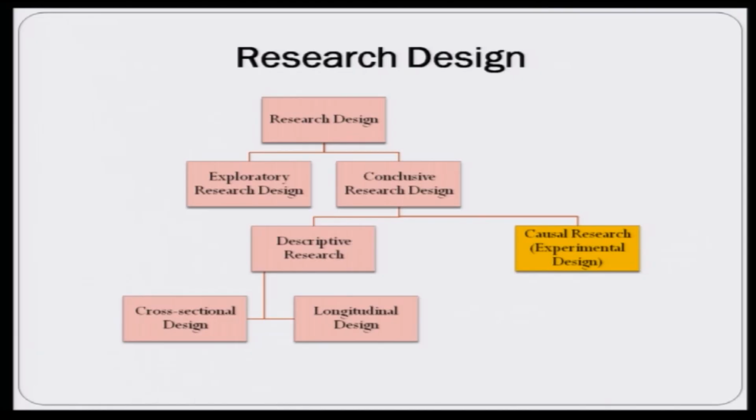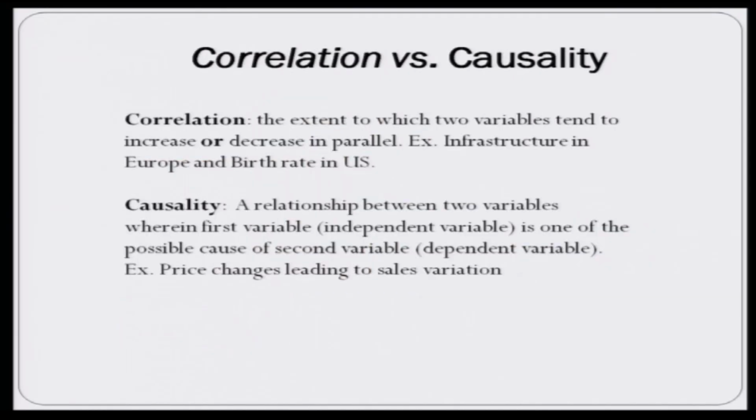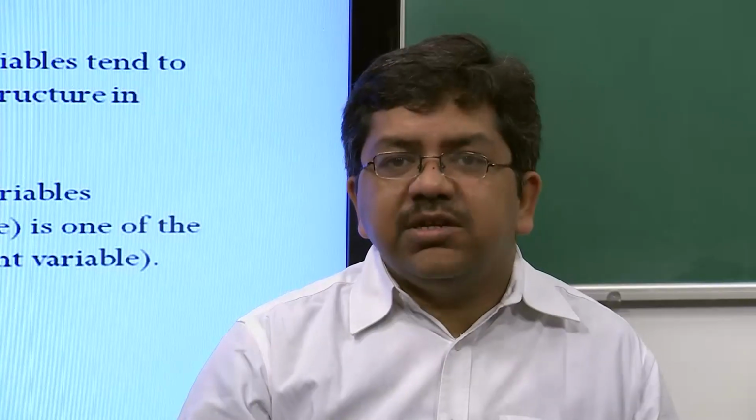Now, today I am going to talk about conclusive research design, and specifically in this conclusive research design I will be talking about causal research, that is experimental design. In causal research or experiment design, one of the basic concepts is the concept of causality. However, it is very important for us to understand the difference between correlation and causality. Many a times we tend to get confused and take correlation as causality. However, the two are different concepts.